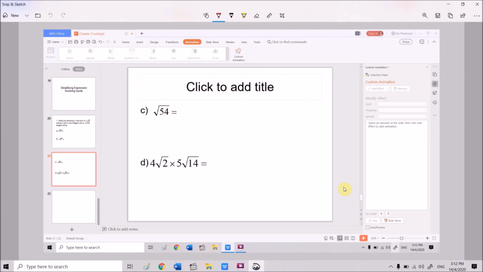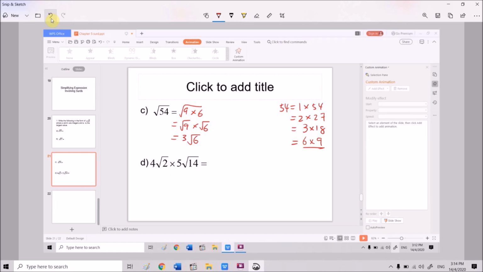We continue. So 54, we try to find all the factors of 54. 1 times 54, it can also be 2 times 27. It can also be 3 times 18. It can also be 6 times 9. These are all the possible combinations of the factors. Within this, which are the perfect squares? 9 is the only perfect square. So we take this combination, so this becomes 9 times 6, the square root of 9 times the square root of 6, which is 3 surd 6.